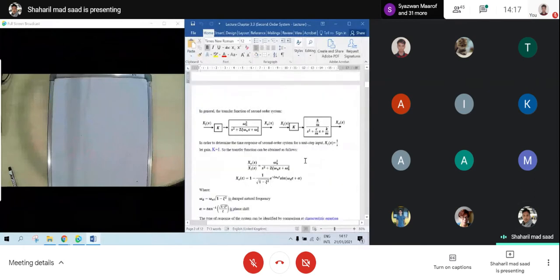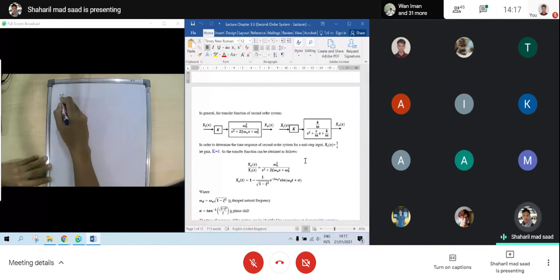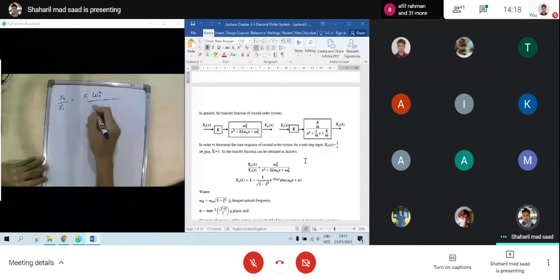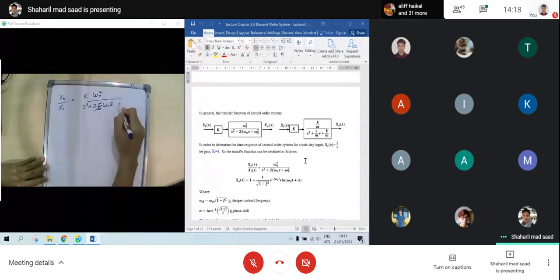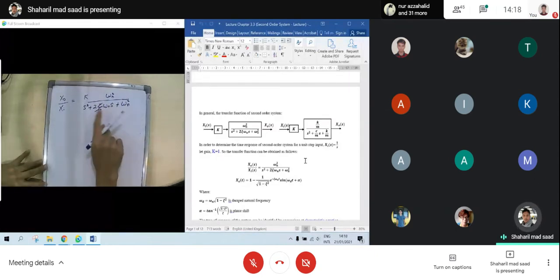This is the standard equation for the second order system. The output X0 over Xi is K omega n squared divided by s squared plus 2 damping ratio omega n s plus omega n squared. So this is the standard or general equation for the second order system.